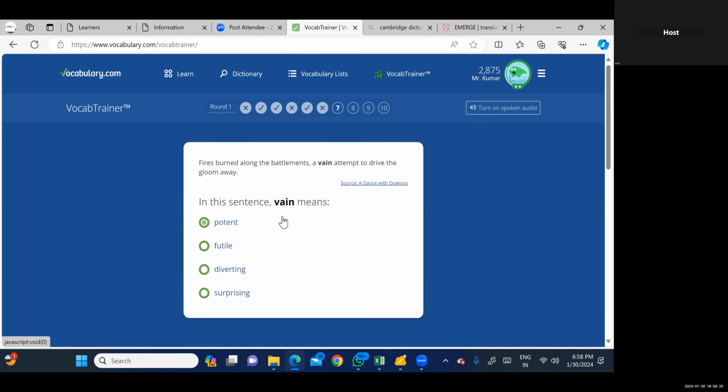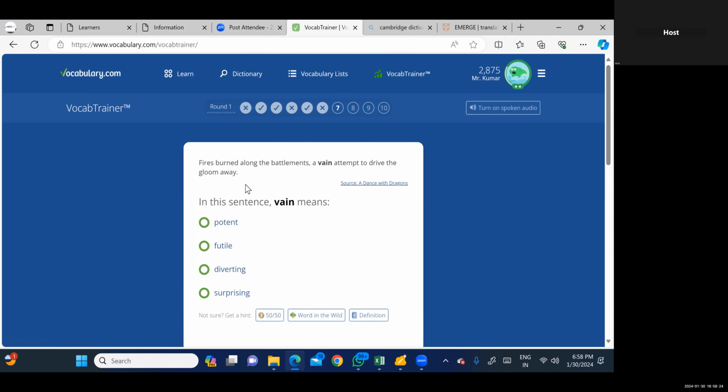In this sentence, read the sentence. Fires burned along the battlements, a vain attempt to drive the gloom away. I'll give you another example. I studied for 8 hours every day, but it was a vain attempt to write my examination.